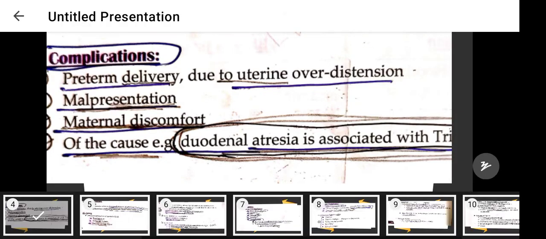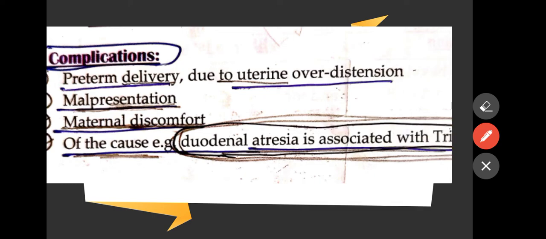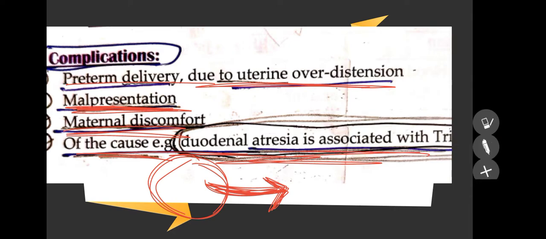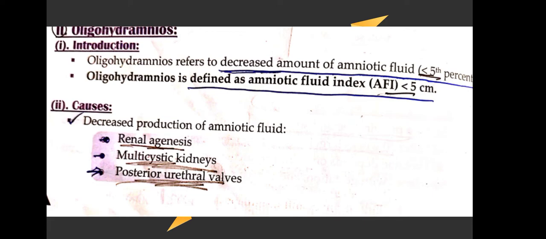The complications of polyhydramnios include preterm delivery, due to uterine overdistension, because of the excessive amniotic fluid. There is more chance of the baby being delivered before the 37th week of gestation, which is known as preterm delivery. Malpresentation of the baby can predispose to the condition. Other complications include maternal discomfort, and other causes such as duodenal atresia associated with trisomy and different diseases. So these are the complications of polyhydramnios.